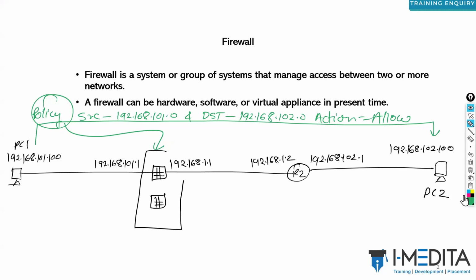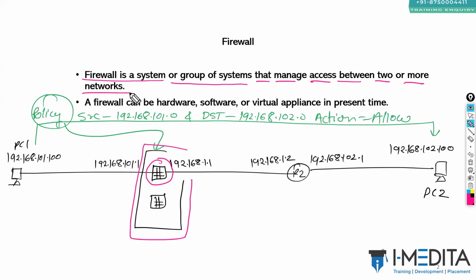Now we can understand it. When we say firewall, a firewall is a system. There can be a single system or a group of systems when you are using HA. A firewall can be a single system or group of systems that manage access between two or more networks. We have one source network and one destination network. Between these two networks, the firewall is managing access: who can access which one? There can be multiple networks. So we can simply define a firewall as a system or group of systems that manage access between two or more networks.